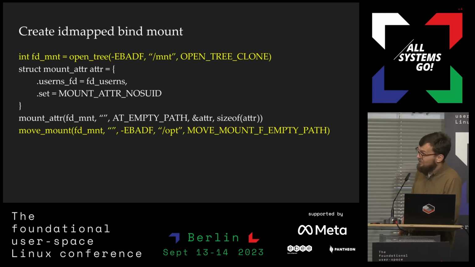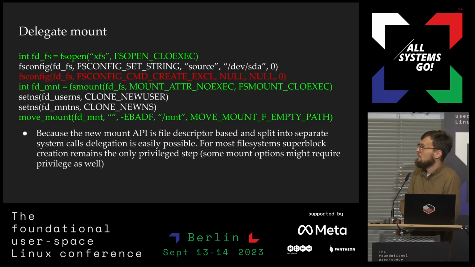I'm skipping over how to change properties of a superblock. For that, we have another separate system call called fspick, which allows you to pick an existing superblock, and then it's effectively the same sort of dance with changing mount properties that we had for creating an initial superblock. But I have examples for this as well if you're interested. You can probably append them to the slides.